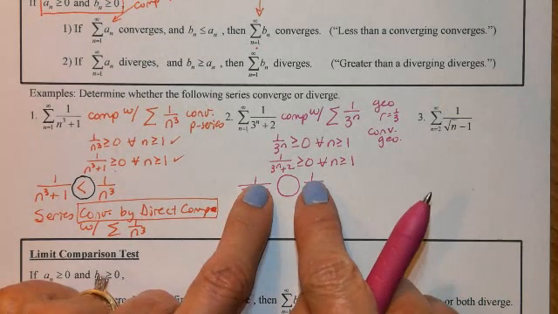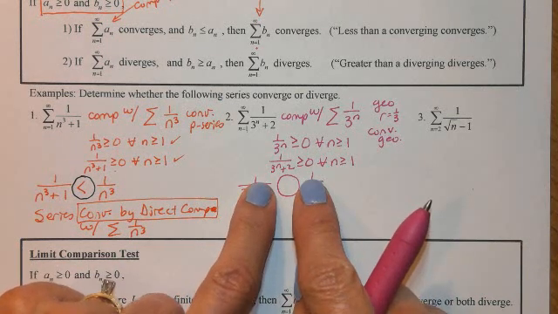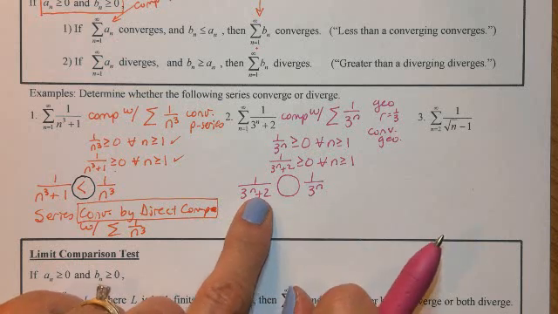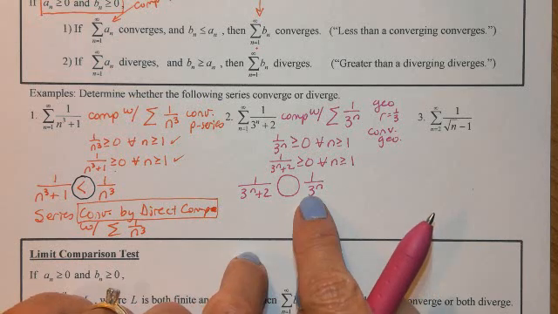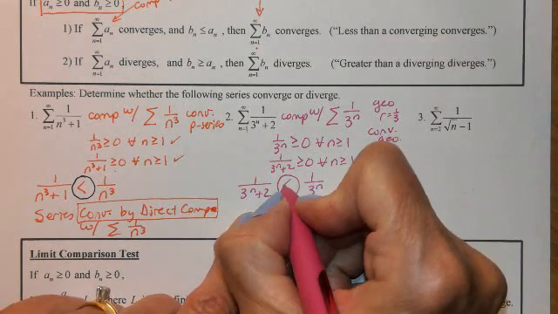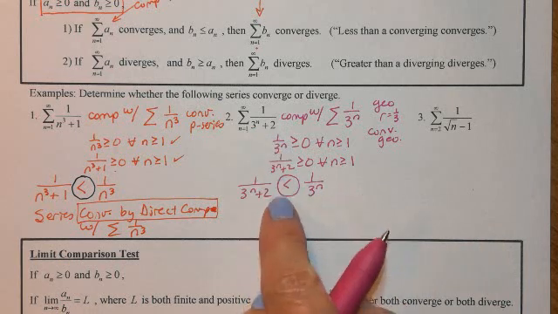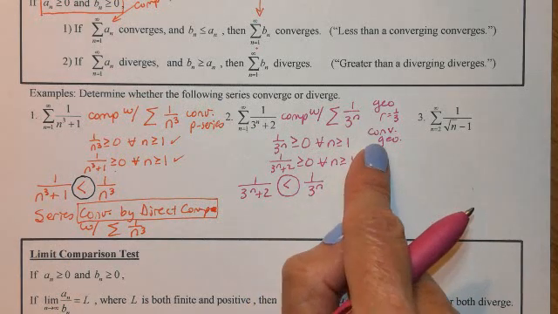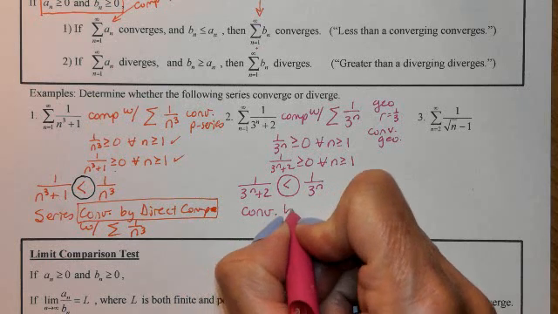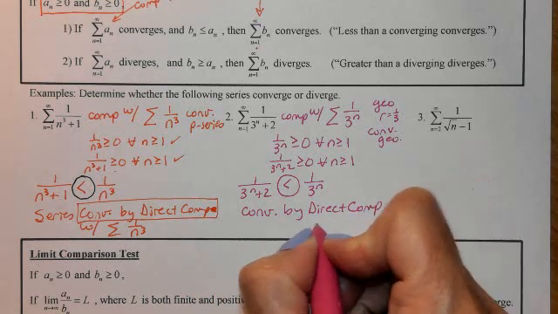If your numerators are the same, all you need to do is look at the denominators. This denominator is larger than this denominator. So this fraction will always be less than 1 over 3 to the n. So we have something that's less than a known converging series, and less than a converging series converges. Converges by direct comp test.